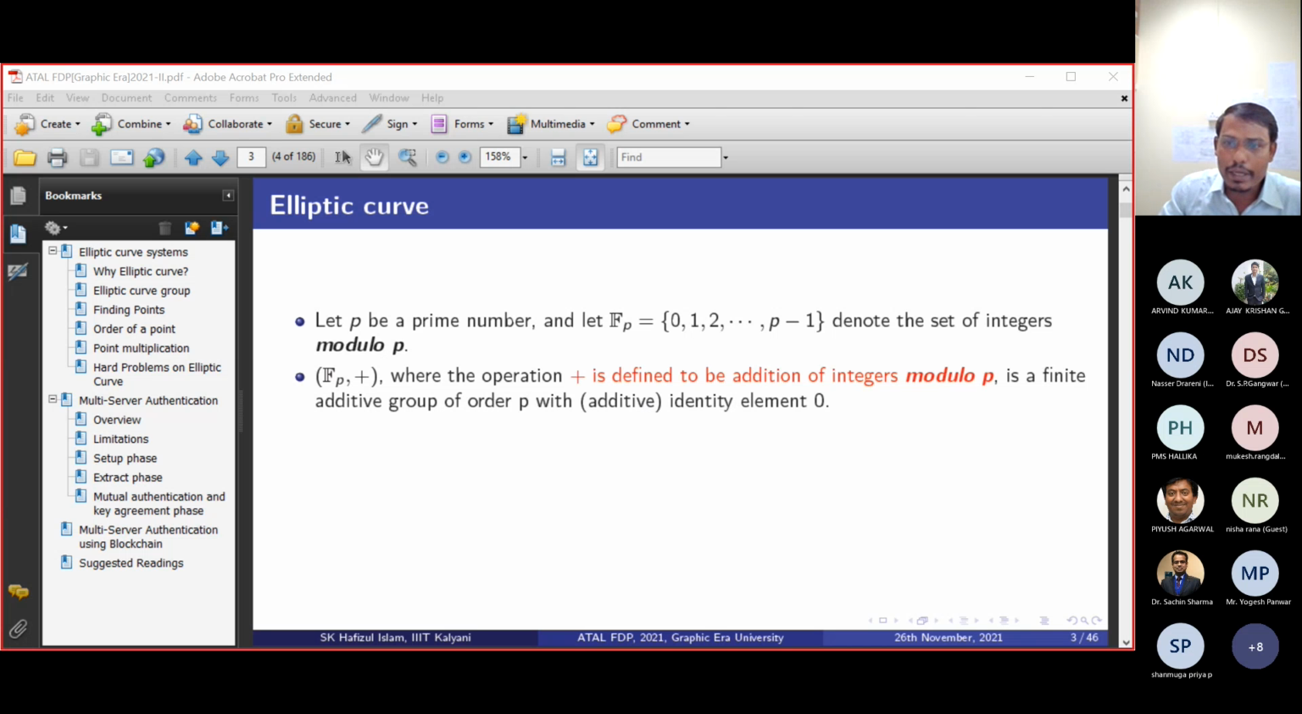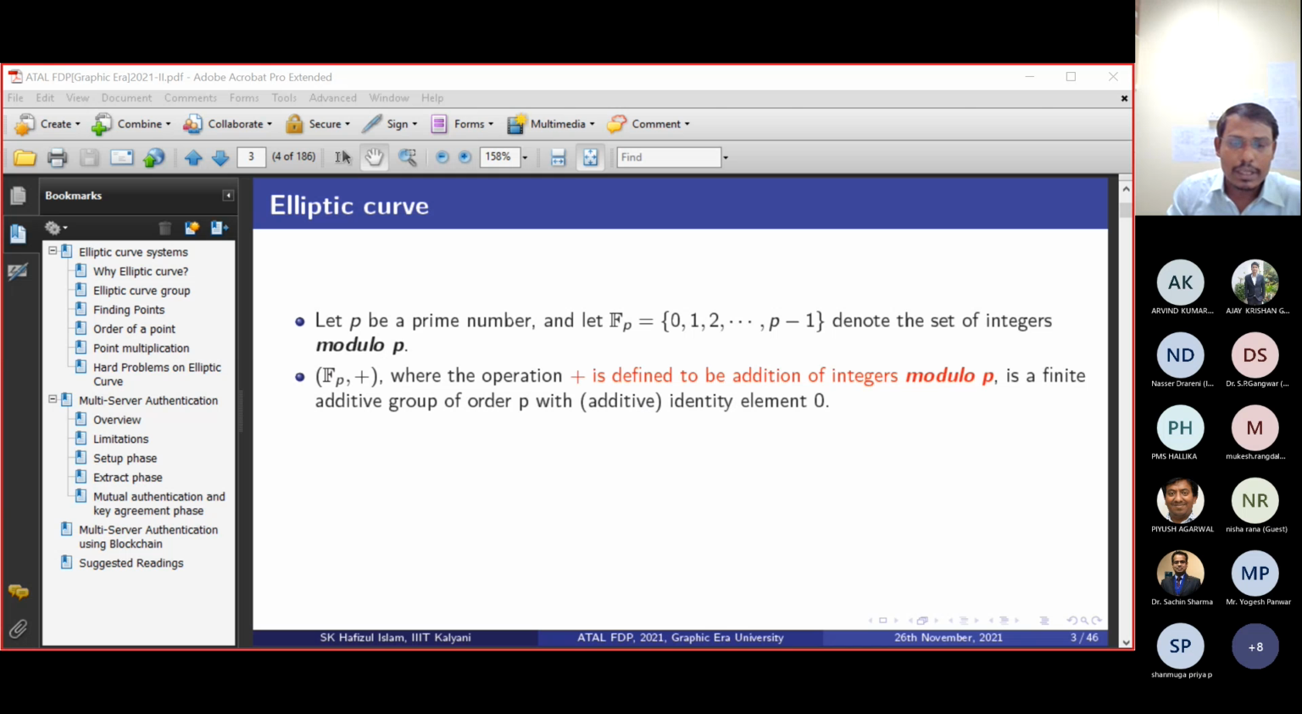Why the term additive identity? Because the operation is addition. If it is multiplication, the identity element will change. We have to identify which one becomes the identity element.